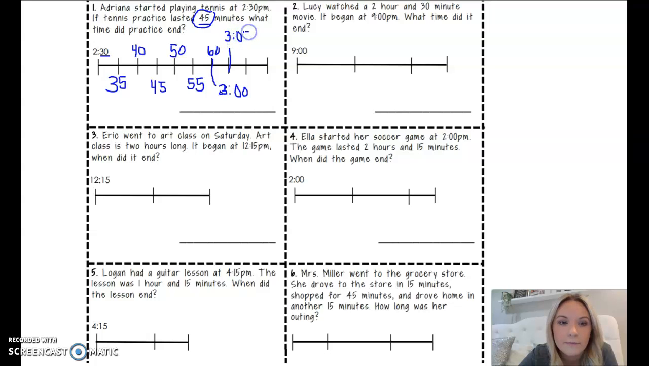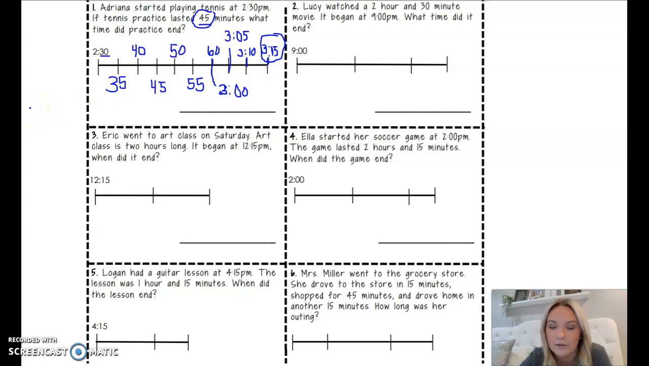I'm going to keep counting by fives, but now since I know it is 3 o'clock, this one right here is 3:05. This one is 3:10. Still counting by fives. This one right here that we're going to end on is 3:15. Now let's go back and see if this is 45 minutes long, because that would mean the practice ended at 3:15 and she needed to be picked up at 3:15.